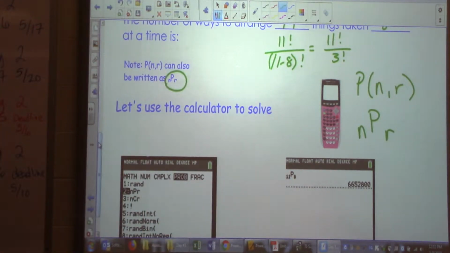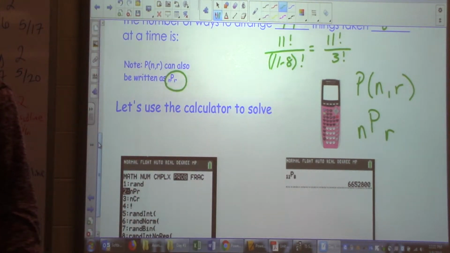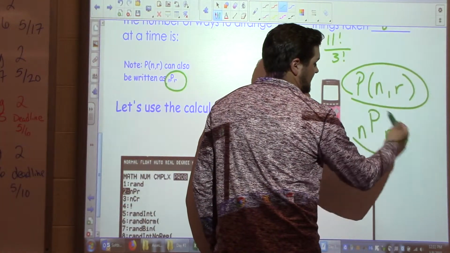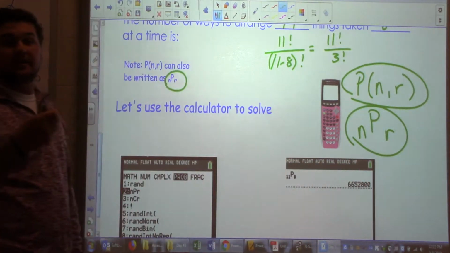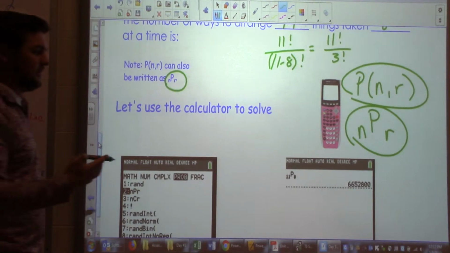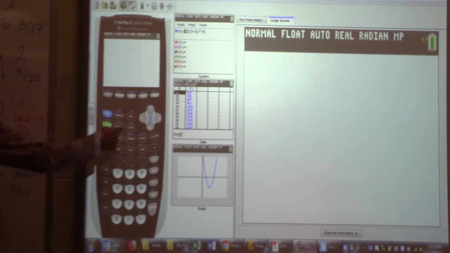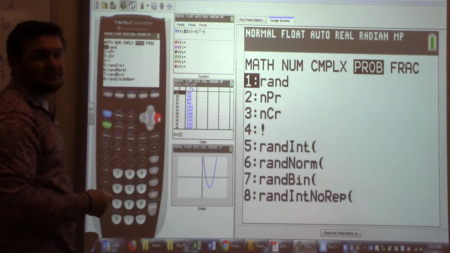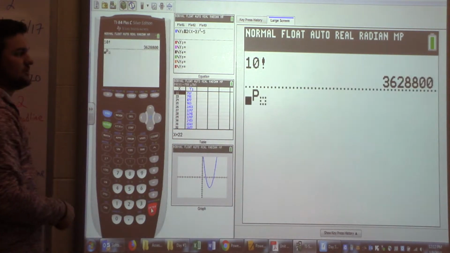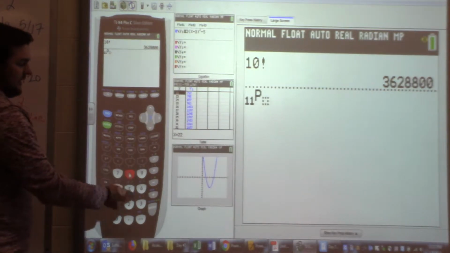And that's how you're going to put it into your calculator so you don't have to do this all the time. I'd rather do that than do that. So this means the same as this. Two different ways to write it. It means a permutation. So if you want to use your calculator, you can go to math, probability, the same place we went for our factorial, and nPr is a permutation. And all you would do is put in your n, which is 11, your r, which is 8, and hit enter.